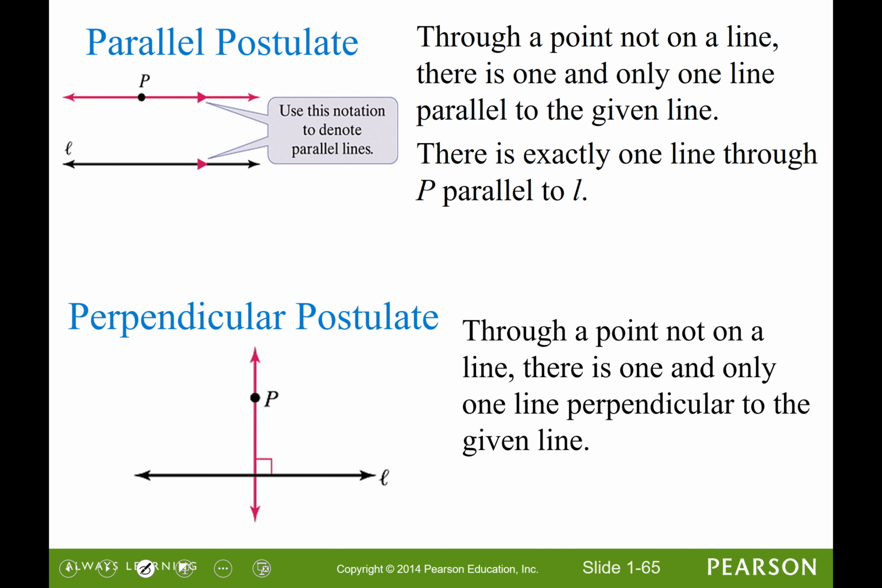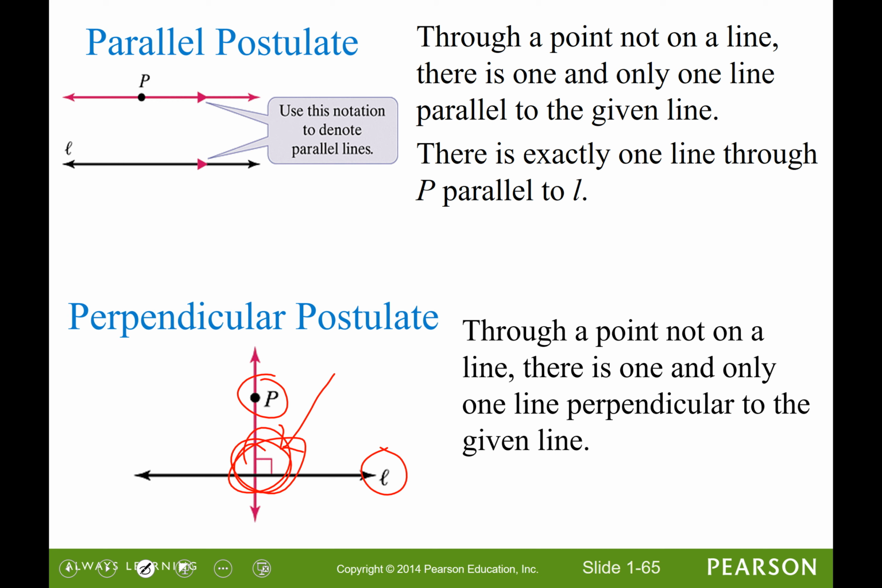Now the perpendicular postulate. Through a point not on a line, there is one and only one line perpendicular to the given line. So same thing, let's break down the geometric code first. This symbol right here means 90 degrees. It means that it's a right angle, and it means that those two lines that intersect are perpendicular because they intersect at a 90-degree angle. Okay, so that code means quite a bit right there. You want to pay attention to that. Capital P right here is a point on the red line. Lowercase l is the name of the black line, not a point.